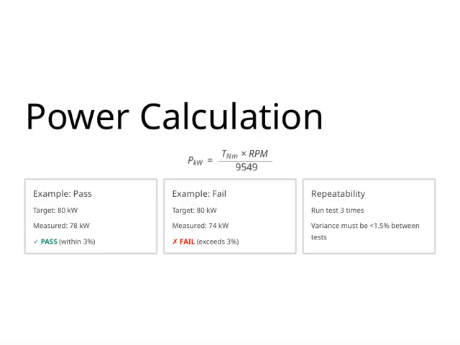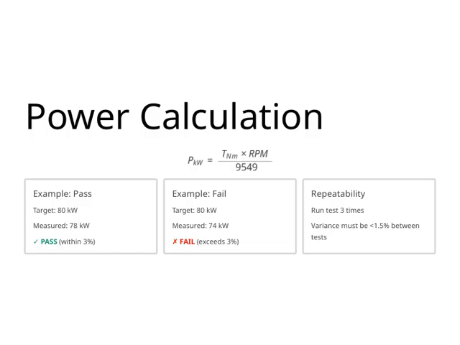Let's take a closer look at power calculation. When we perform this test, we're comparing the target power to what we actually measured. For example, if the target is 80 kW and we measure 78 kW, that's considered a pass because it's within 3% of the target. It shows our system is operating as expected. However, if the measurement drops to 74 kW, that exceeds the 3% margin, and it's a fail. This helps us quickly determine whether the system is meeting our performance standards.